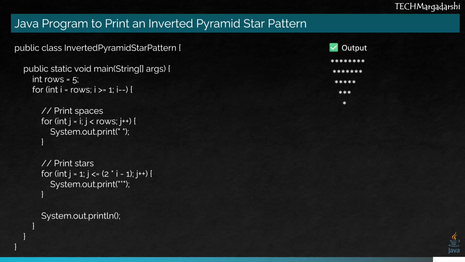As the rows decrease, the number of stars also decreases from 9 to 1, creating an inverted pyramid shape. This program helps us understand nested loops, spacing, mathematical formulas, and pattern building logic in Java.